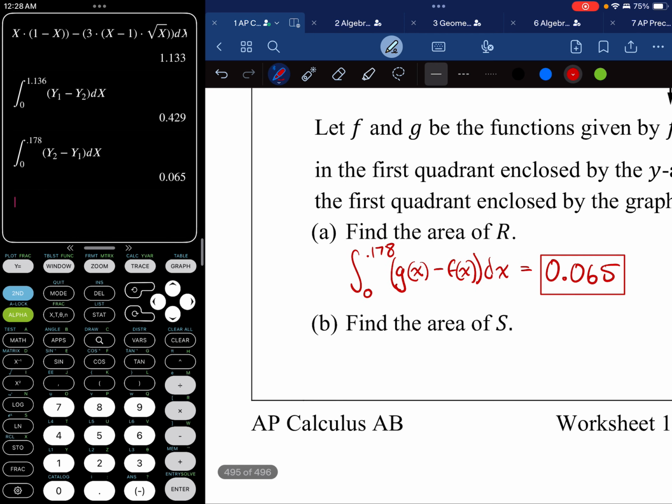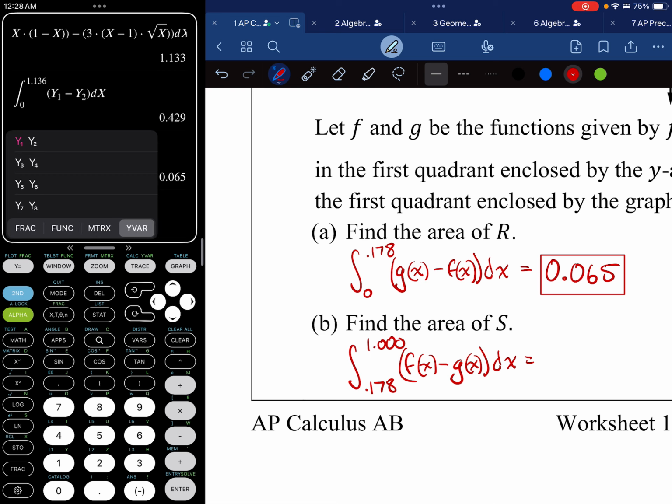Find the area of S. Again, this is going to be the bound from 0.178 to 1.000. And now the bounds have been flipped, so it's f of x minus g of x, with f of x on the top, all of this dx. So I'm going to hit math 9 from 0.178 to 1, and this is going to be my alpha trace y.